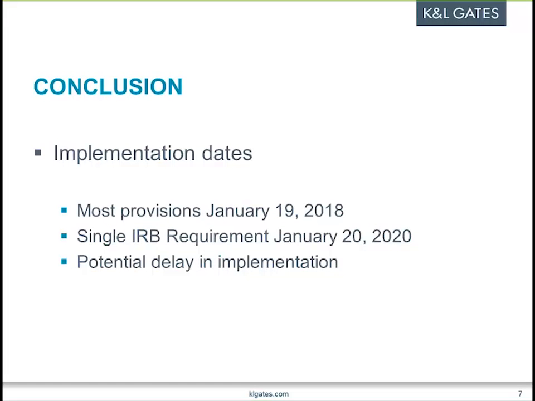Most provisions of the final rule are scheduled to go into effect on January 19, 2018, except for the single IRB requirement, which is expected to take effect on January 20, 2020, barring, of course, any delays in implementation.